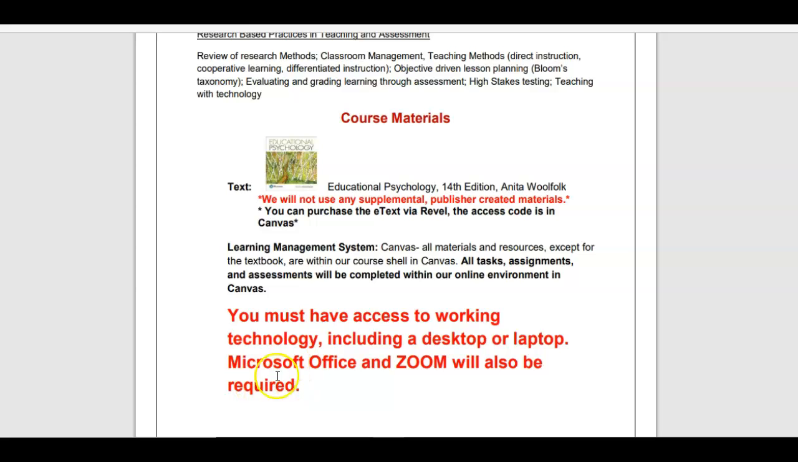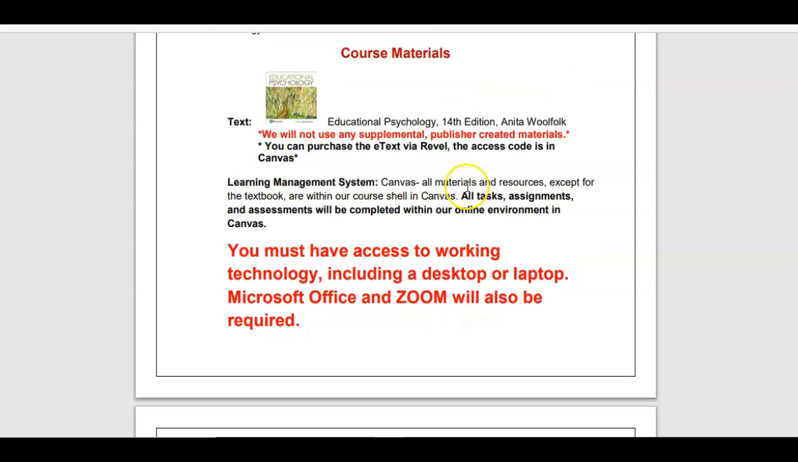We also are going to use Microsoft Office in this course, and we will be using Zoom as well. Now, again, this is an online class. We're not using Zoom for weekly meetings because this is not a remote learning class. It is a strictly online class. But you will be using Zoom or FaceTime or some other type of recording device when you do your teaching demo. I will walk you through that later when I talk about assignments. Okay, so those are our course materials and things that are important.